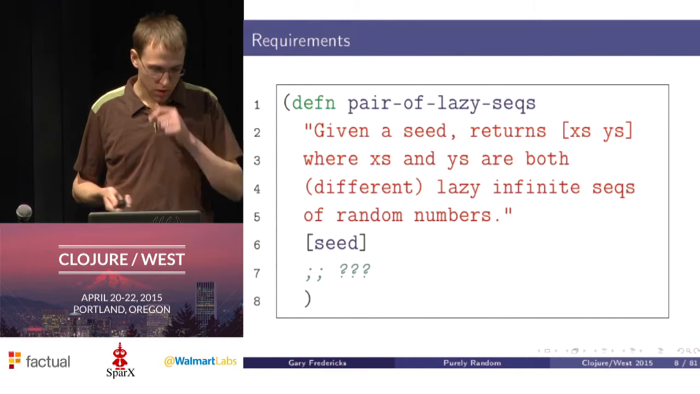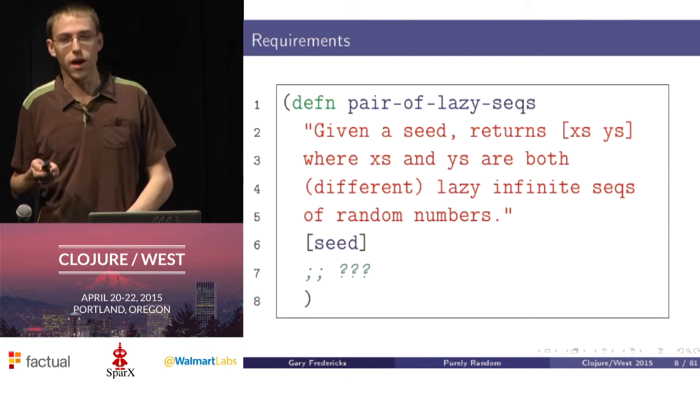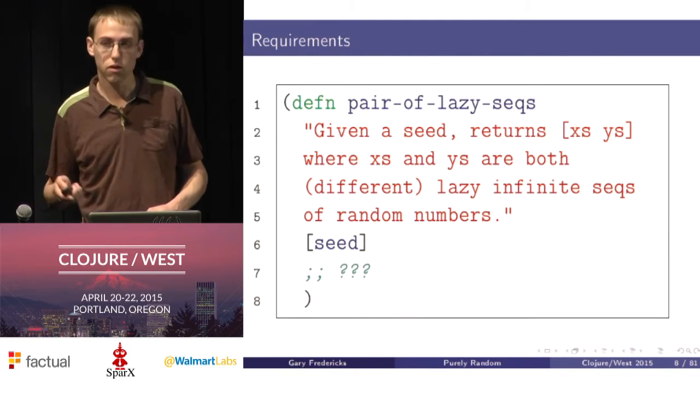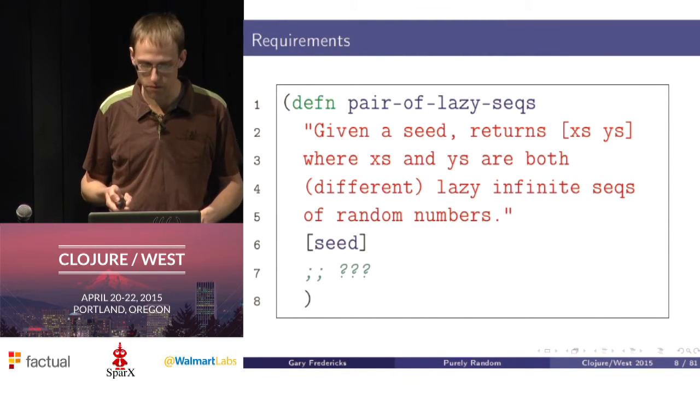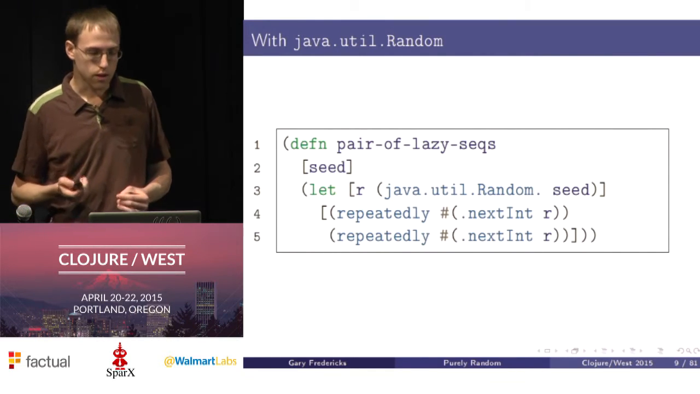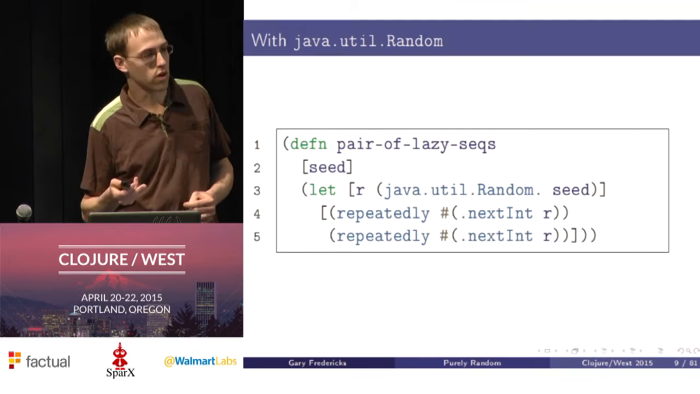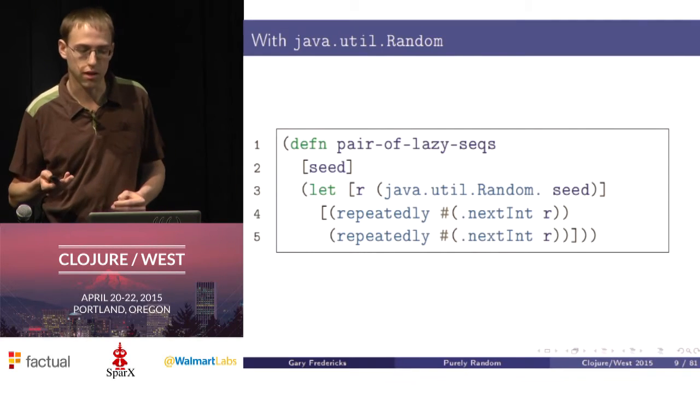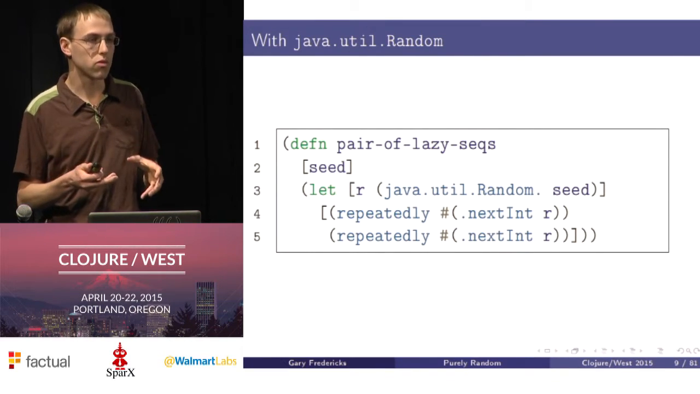So there shouldn't be any underlying thing tying the 2 together where we might worry about memory leaks or that kind of thing. So there's a few different approaches that you could try with a mutable random number generator. We'll look at one of them. All of them are going to have some drawbacks. So I think the most naive thing you could do is write a function that takes a seed, constructs a java.util.Random object with that seed on line 3, and then use the repeatedly function.